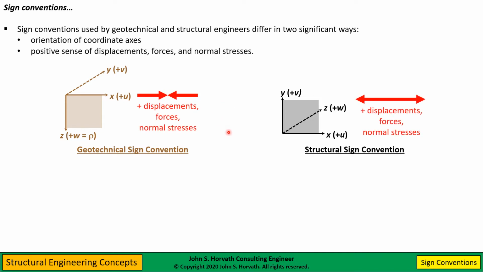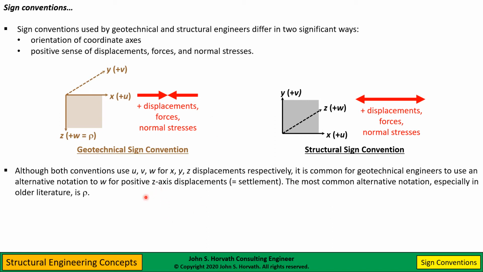The other important difference is that in geotechnical engineering, it's compressive displacements, forces, and normal stresses that are positive. And that's because in geotechnical engineering, certainly on the ground, it's compressive stresses that dominate. It's just easier to make them positive. Whereas, of course, in structural sign convention, it is tensile displacements, forces, and normal stresses that are positive.